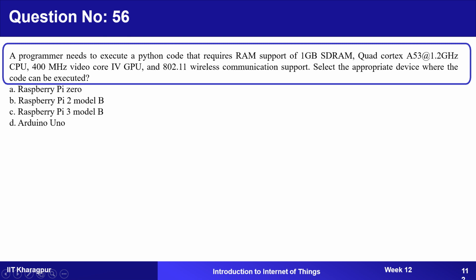C. C, Pi 3 Model B. Okay. Anyone else? So in order to answer this question, you should know the specifications of different Raspberry Pis. So the correct option for this is Raspberry Pi 3 Model B.